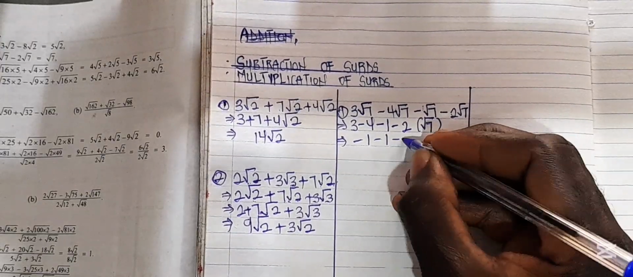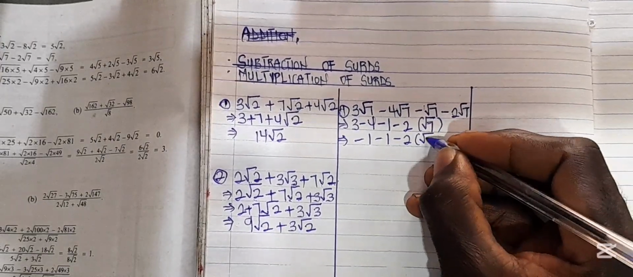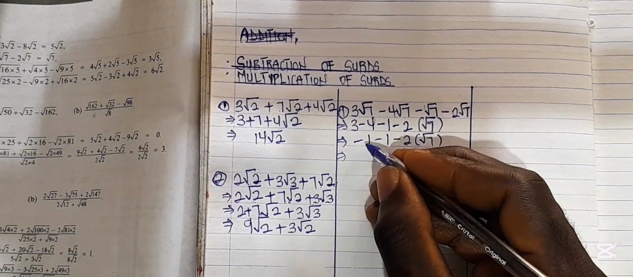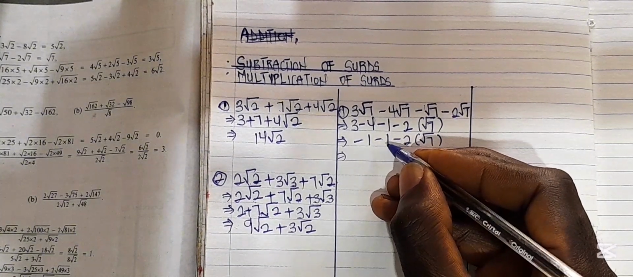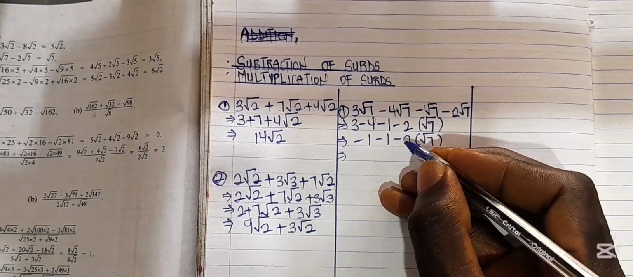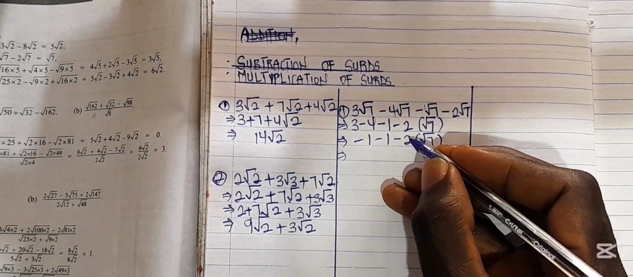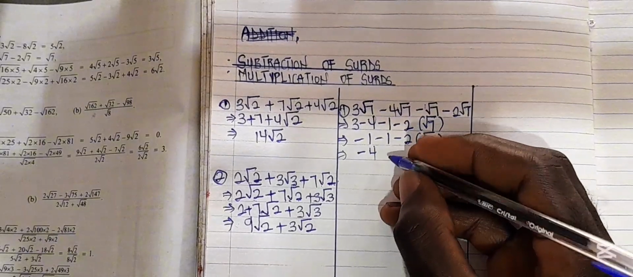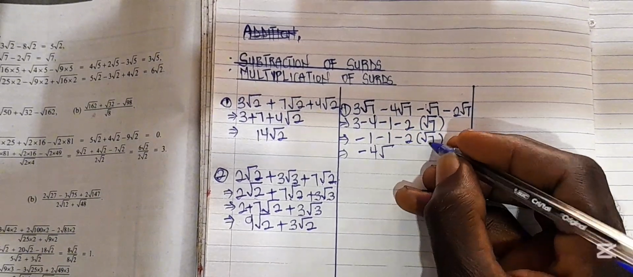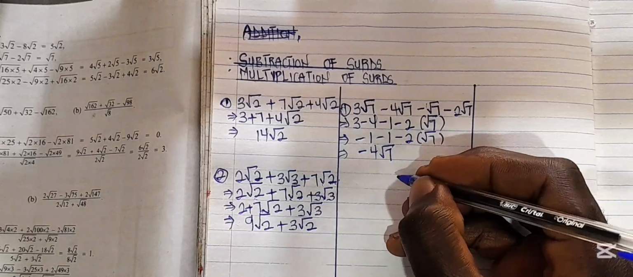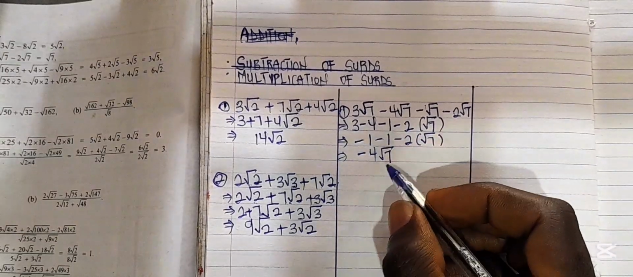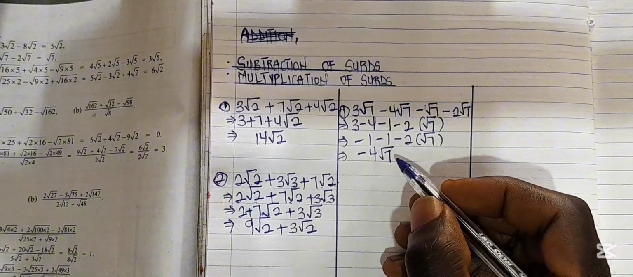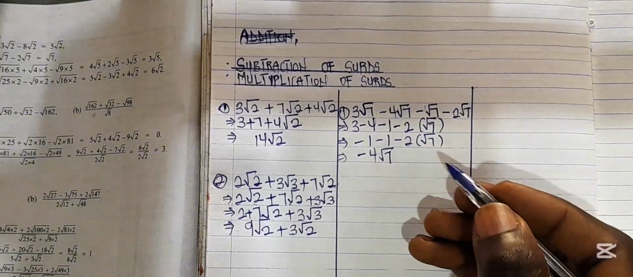Okay, so -2, then our root 7 nicely inside the bracket. So we are going to have here -1 will give us what? -2. Then -2 minus 2 will give us what? -4. So we have -4 as our answer. Then we add our root 7. Okay, so this will be our answer. That's -4 root 7.